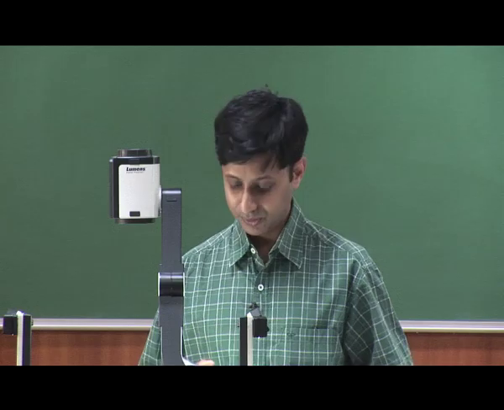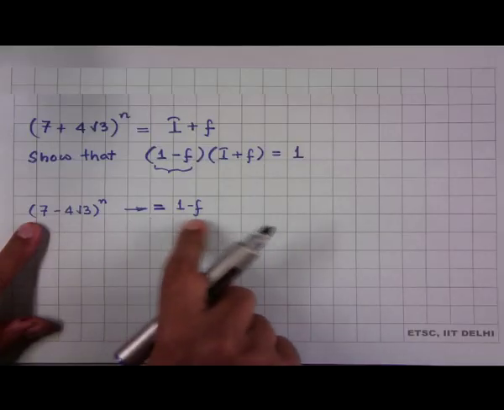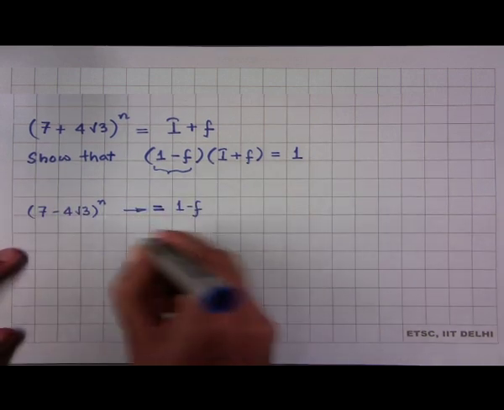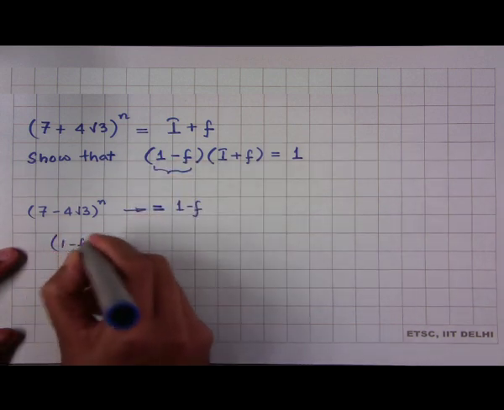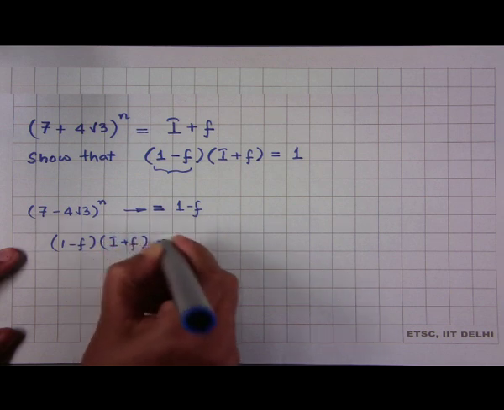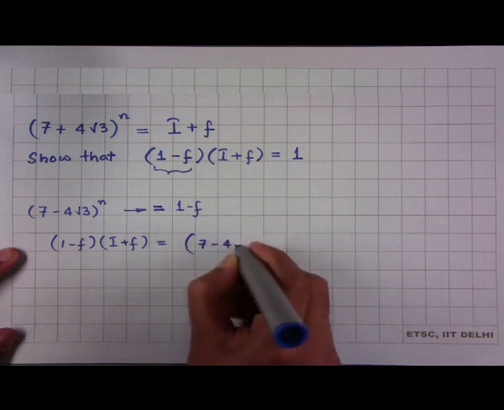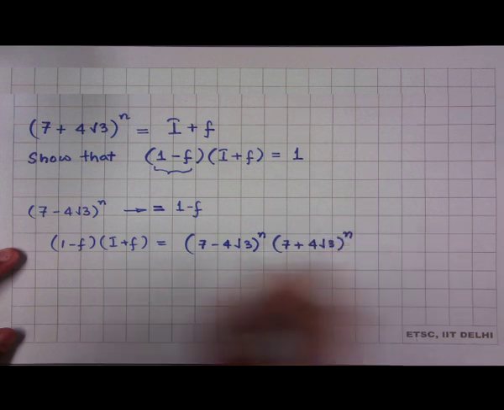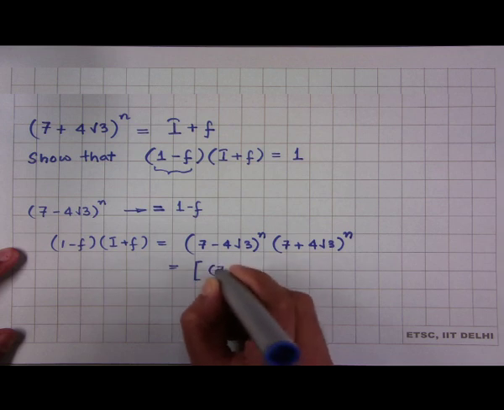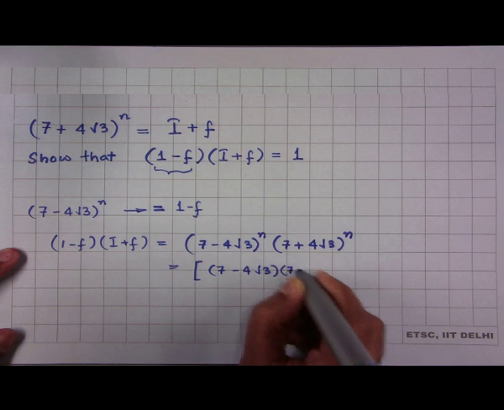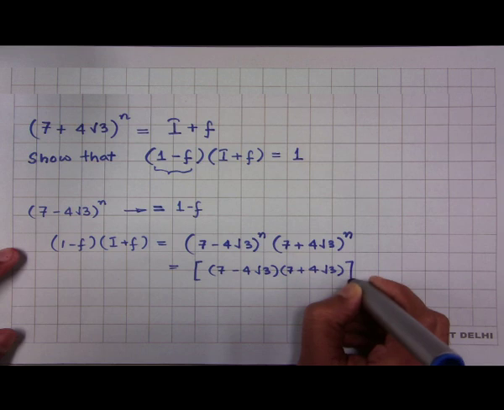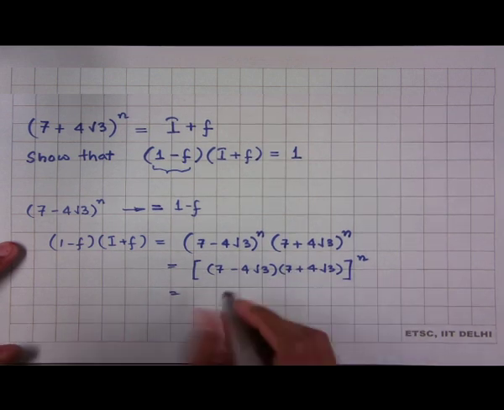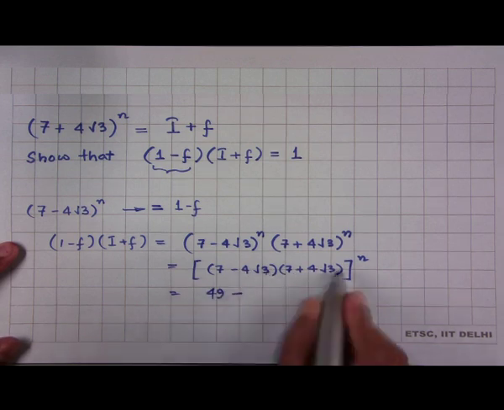All right. So, if that is the case, 7 minus 4 root 3 whole power n is equal to 1 minus f. So, this is 7 minus 4 root 3, this is 7 plus 4 root 3 whole power n. So, okay. And what have I got? 7 times 7 and 4 root 3 times 4 root 3. So, 49 minus 16 into 3, so 48.